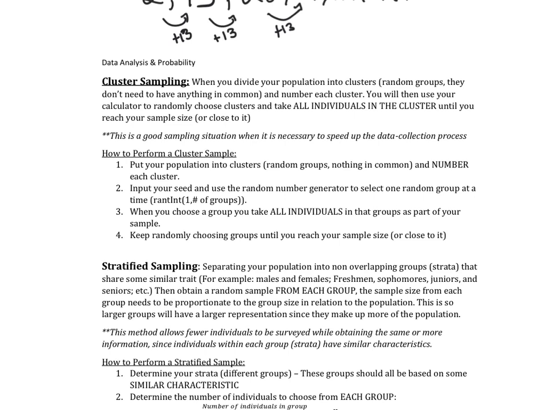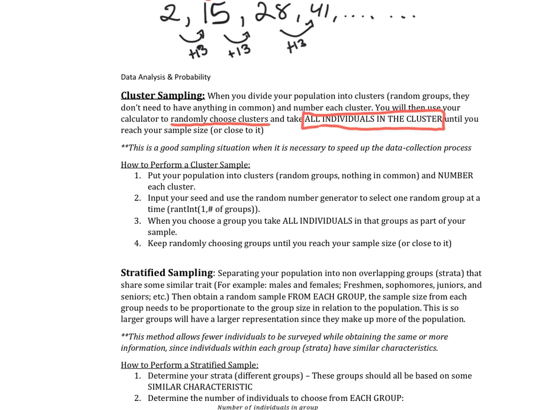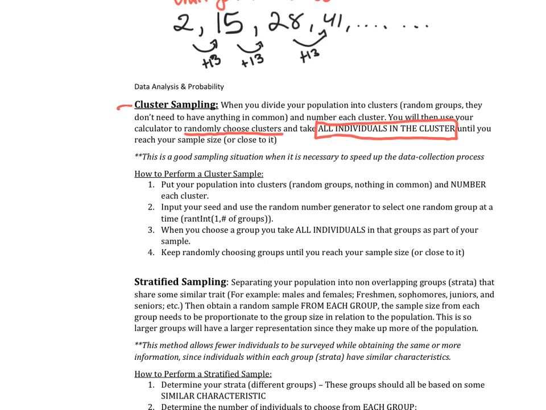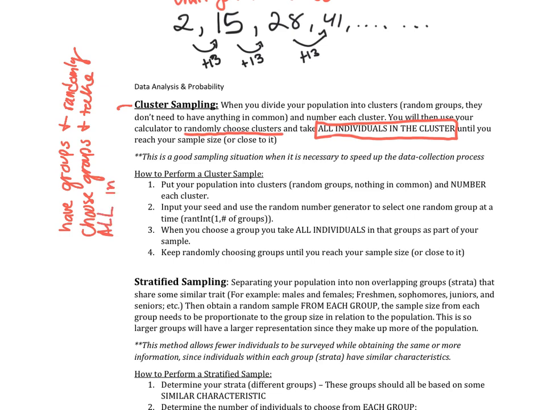You're then going to use your calculator to randomly choose. There's your randomness. We're going to randomly choose clusters. We're going to randomly take groups and take all the individuals in those chosen groups. So cluster is where we have groups and randomly choose groups and take all the individuals in that group.